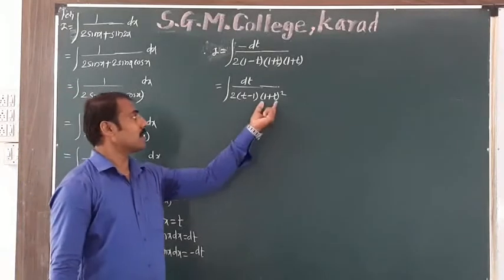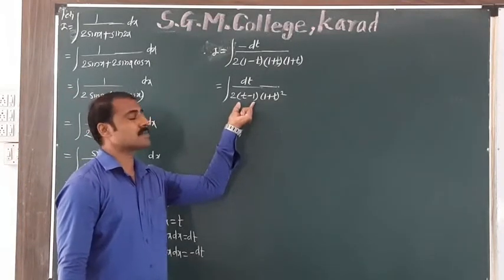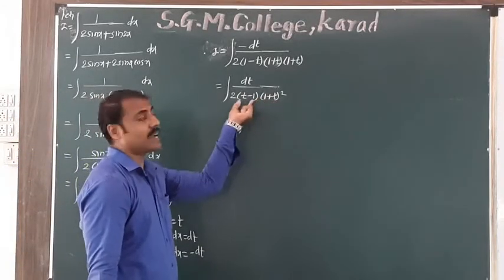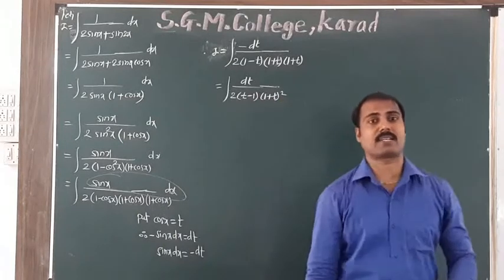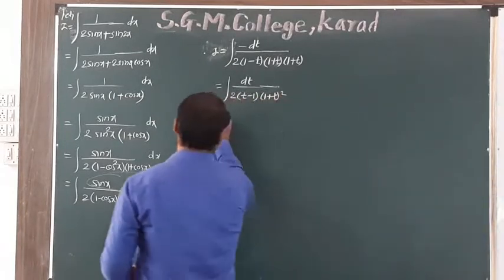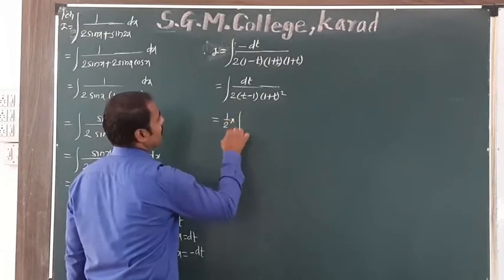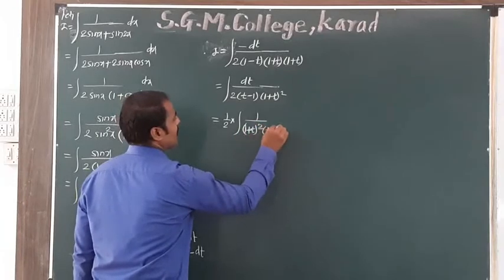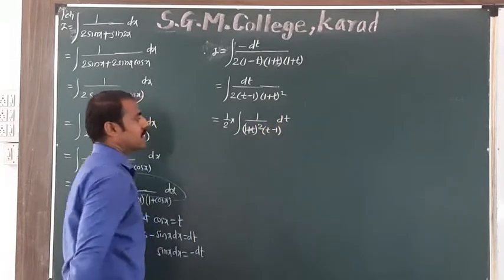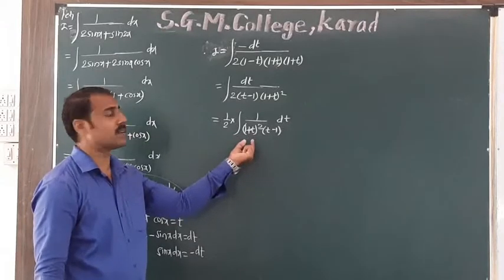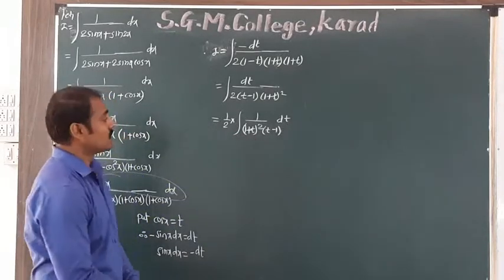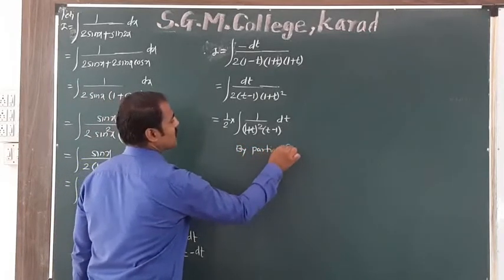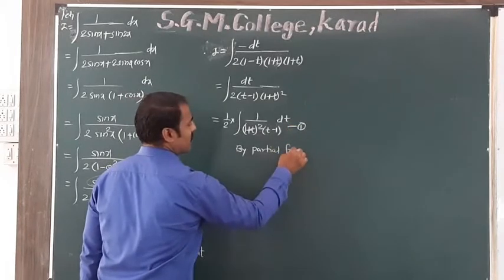Now here the denominator contains repeated and non-repeated linear factors. So we write I is equal to 1 upon 2 into integration of 1 upon (1 plus t) square into (t minus 1) dt. How many factors are there in the denominator? There are 3 linear factors, so we solve these by partial fraction. It's our equation number first, partial fraction.